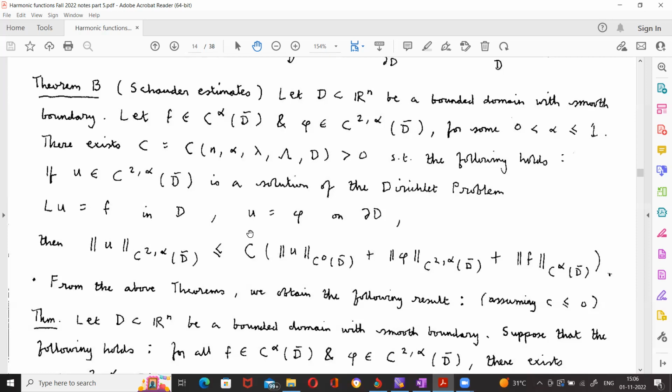So that means basically from the derivatives occurring in L, we get an estimate of all the derivatives. Do you understand? So we're getting an estimate of all the derivatives up to order 2 in terms of only Lu. So that's the content of this theorem B.